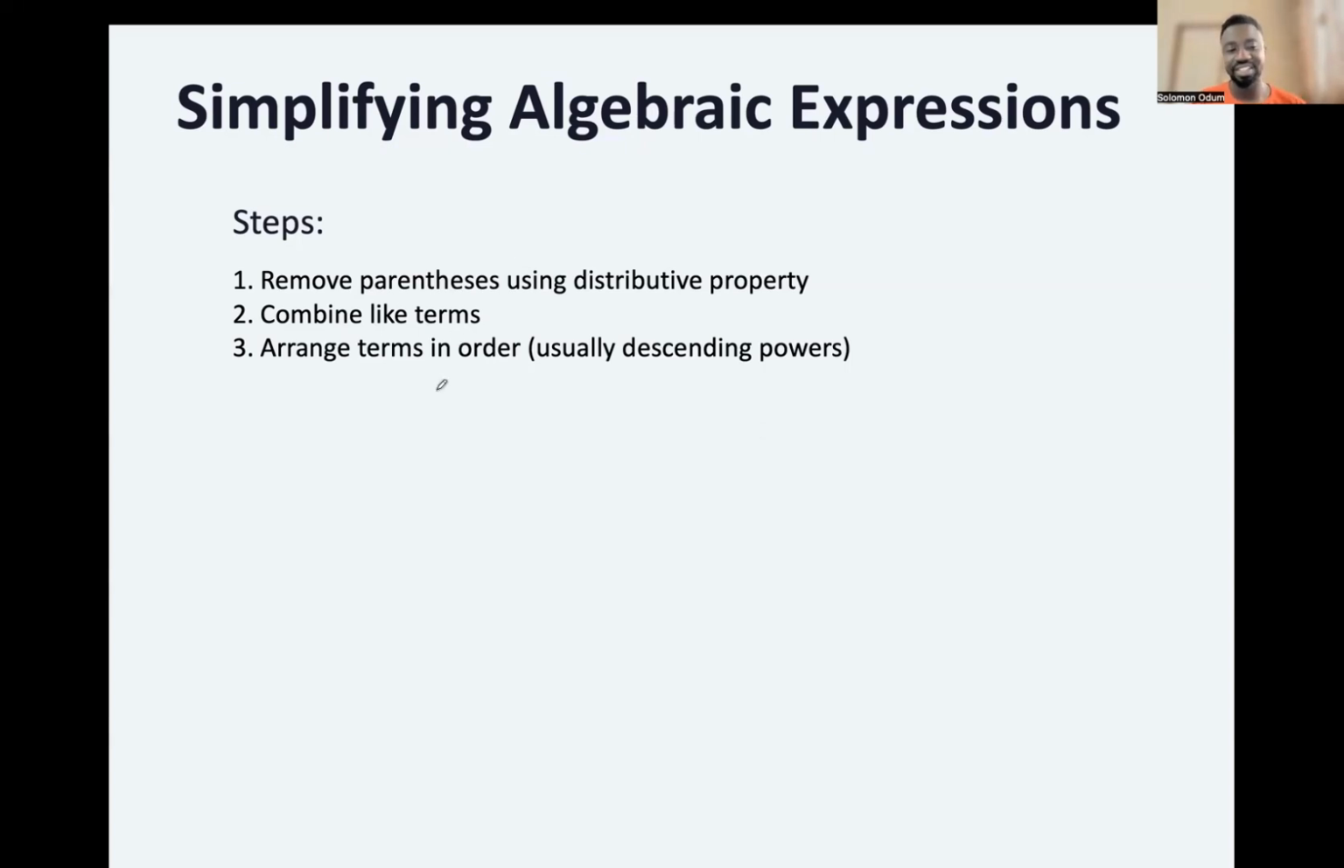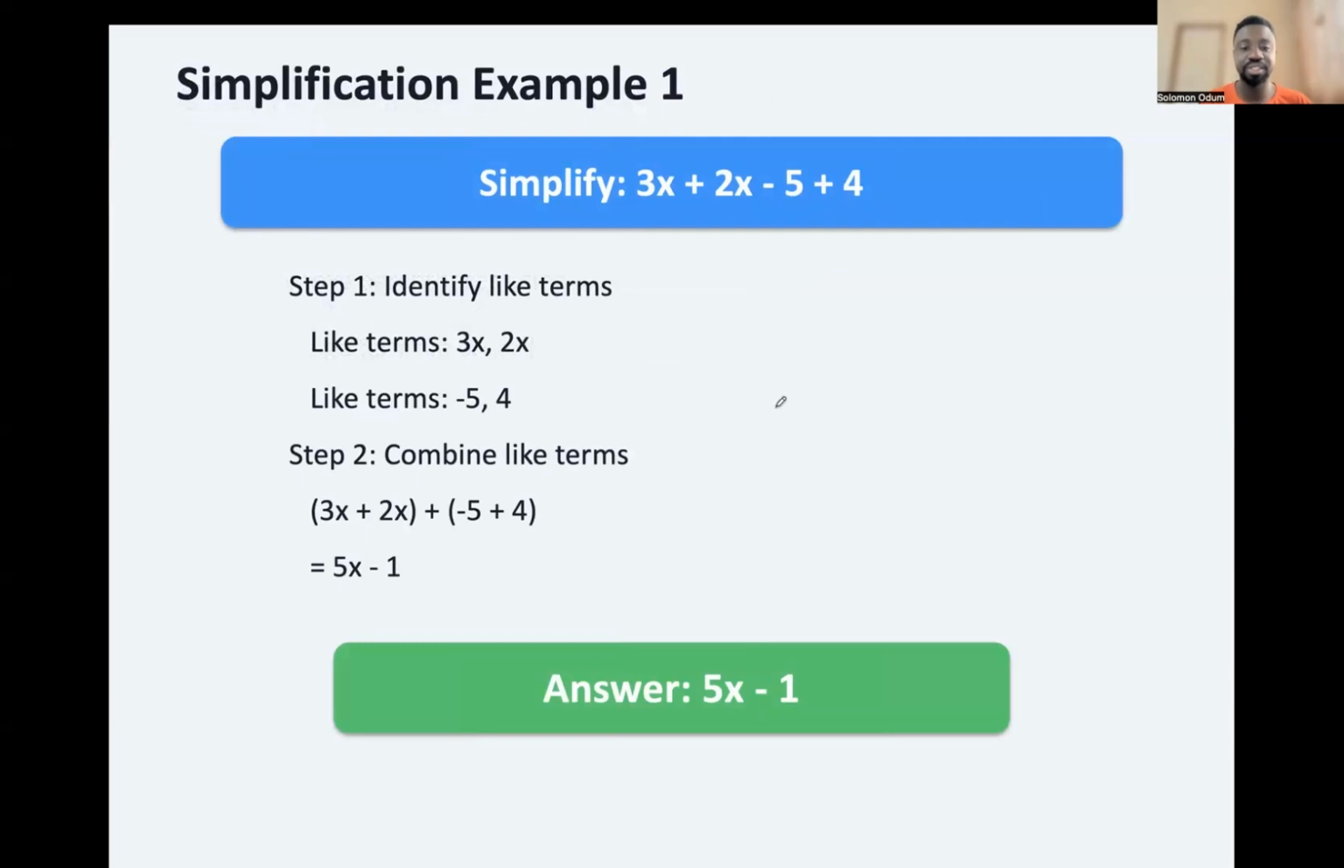Let's see, when you simplify the expression 3x plus 2x minus 5 plus 4, you first identify like terms. These are the like terms because they have the same variable and the same power. These are constants. So you have 3x, 2x, and minus 5 and 4. We combine 3x plus 2x, and we combine minus 5 plus 4.